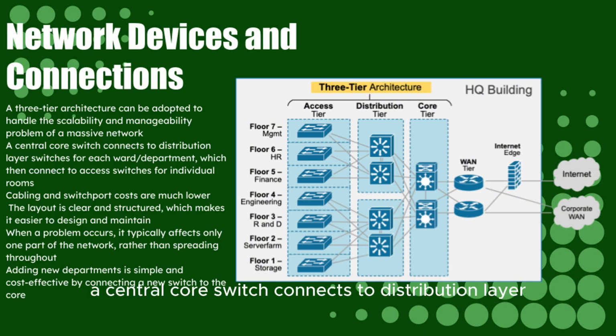A central core switch connects to distribution layer switches for each ward or department, which then connect to access switches for individual rooms. Cabling and switch ports costs are much lower. The layout is clear and structured, which makes it easier to design and maintain. If a problem occurs, it typically affects only one part of the network, rather than spreading throughout. Adding new departments is simple and cost-effective by connecting a new switch to the core.